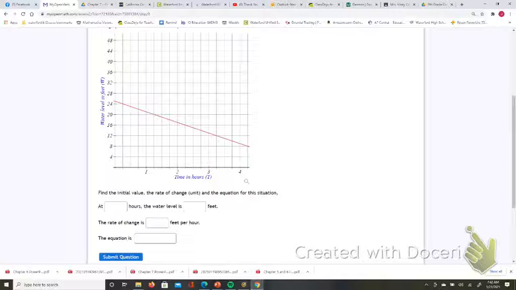So our initial value, if you look at your y-axis, do you notice we're going by 4s? And this looks like it's maybe at 25. So we're going to say that at 0 hours, the water level is 25 feet. Now, if you estimate and you get the answer wrong, then just go back and estimate again. Now we need the rate of change, so I need to make my slope triangle.